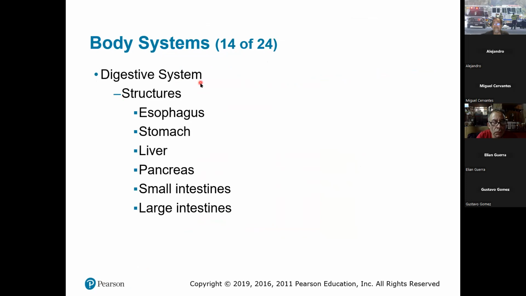The digestive system, the structures of the digestive system, are the esophagus, the stomach, the liver, the pancreas, small intestine, and large intestine.